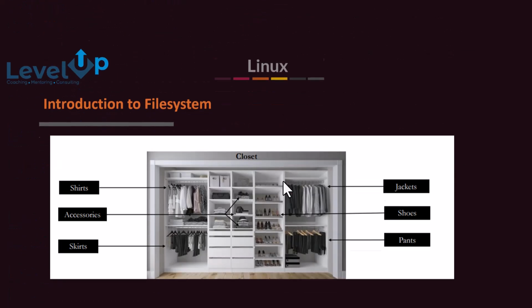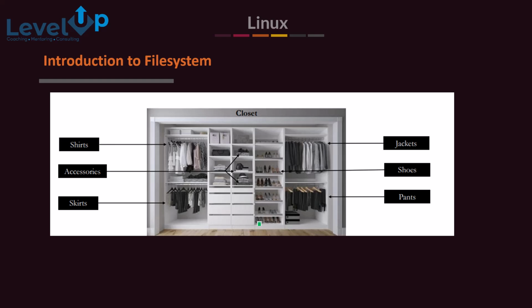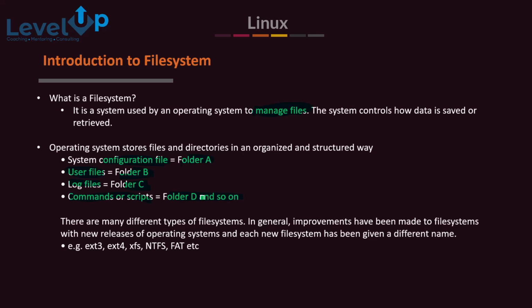If you have a proper file system, you can organize like your closet. You can keep shoes in the shoe rack, jackets with jackets, pants with pants, shirts with shirts, skirts with skirts. So it is very well organized. That is what a file system does. It organizes your data into different files.